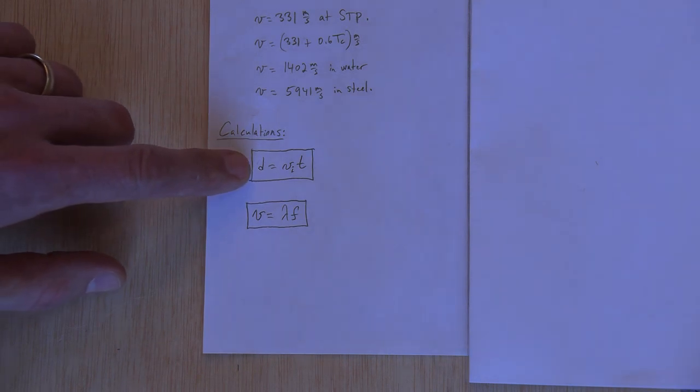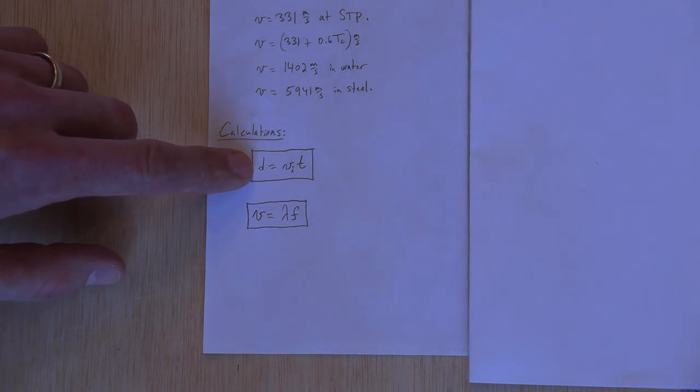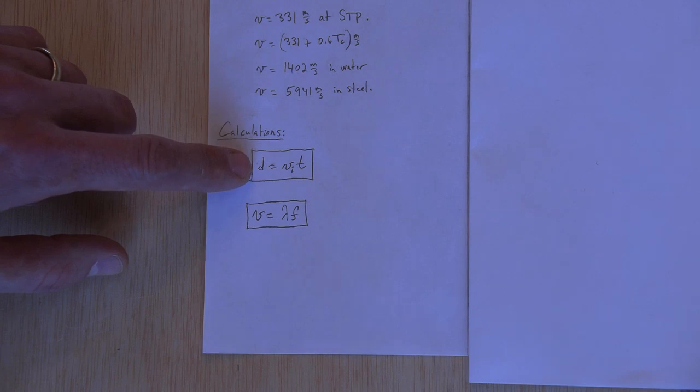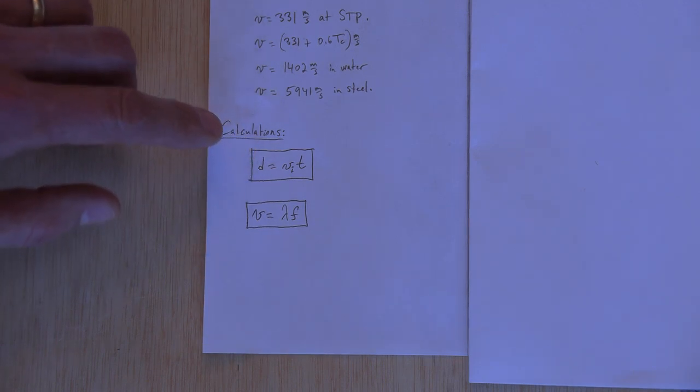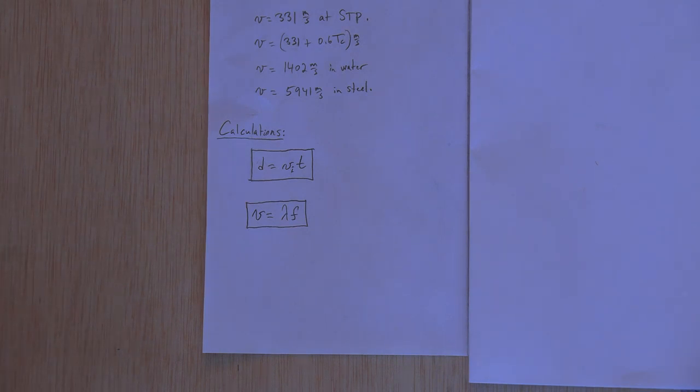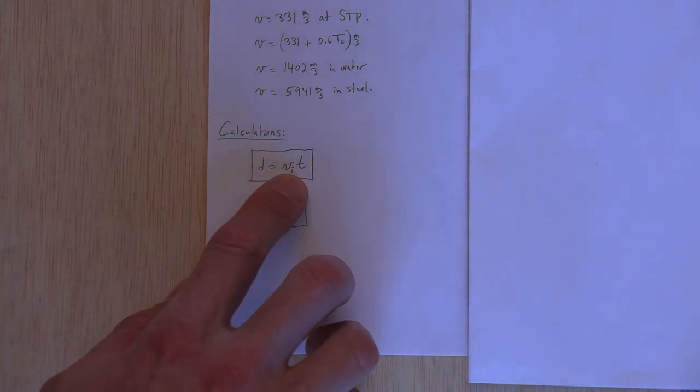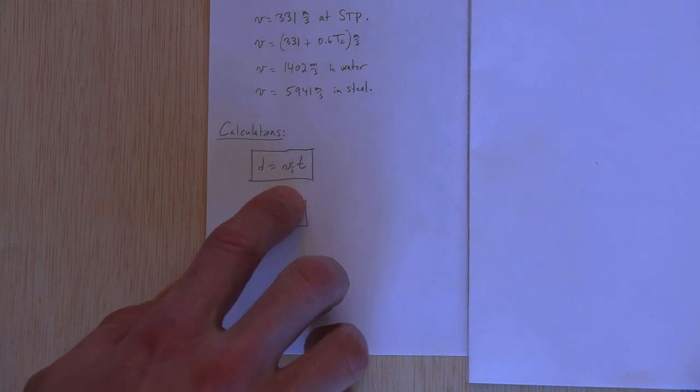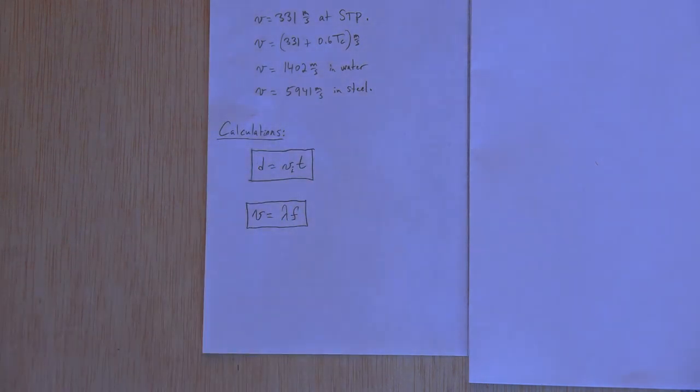Let's suppose you want to know how long it takes sound to travel across a football field. A football field's 100 meters roughly, so you put in 100 meters here. And let's suppose the problem tells you that we're at STP, so you put 331 here, 100 here. You divide the 331 to the other side, and you get about 0.3 seconds. So that means that it takes that long for the sound to go across the football field.